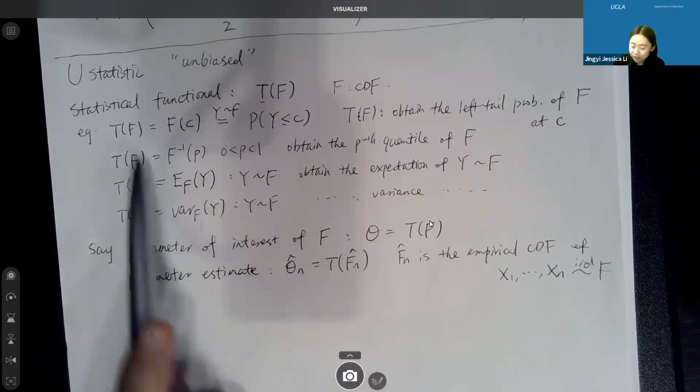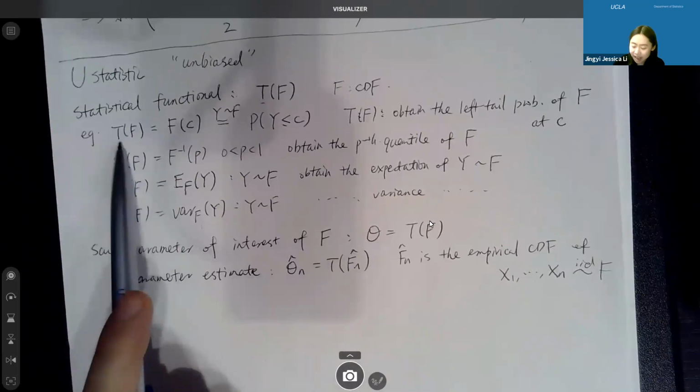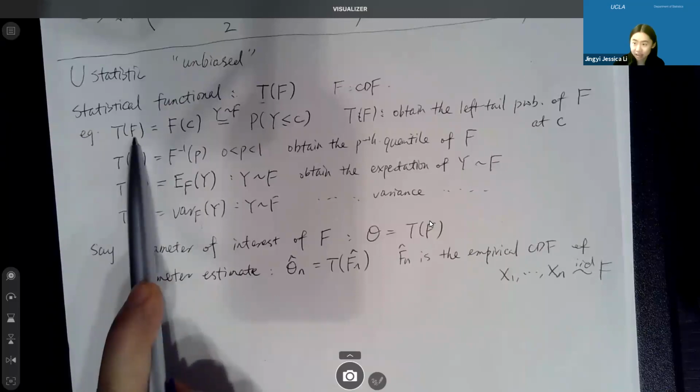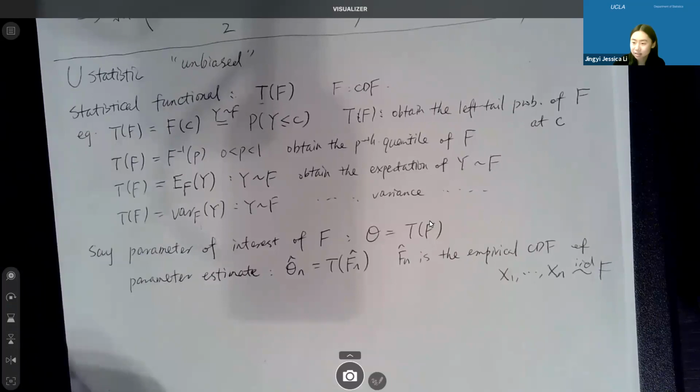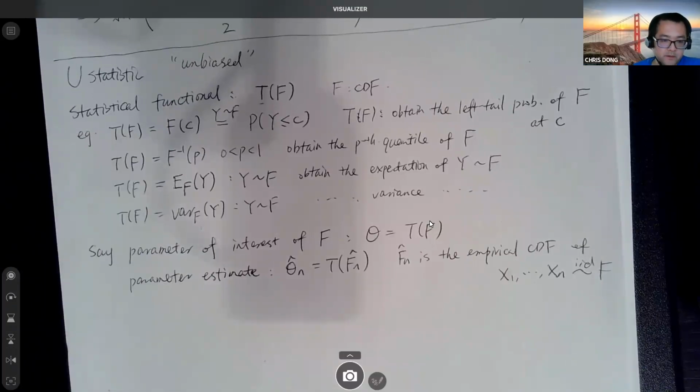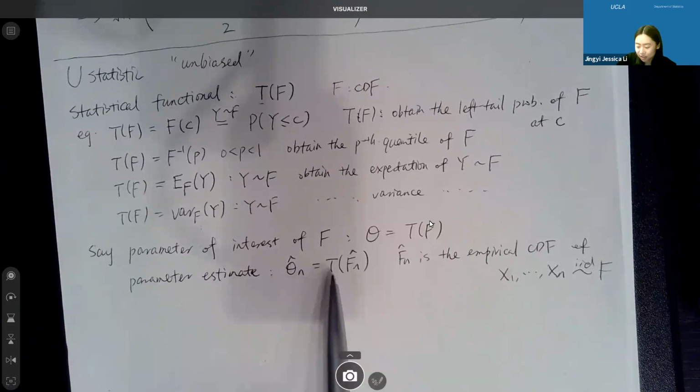But if you have the functional evaluated at a CDF, a true CDF distribution, then the output is a parameter. It's not a statistic. Does that make sense? Yeah, that makes much sense. Okay. So in other words, whether the output of the statistical functional is random or not depends on the input being random or not.